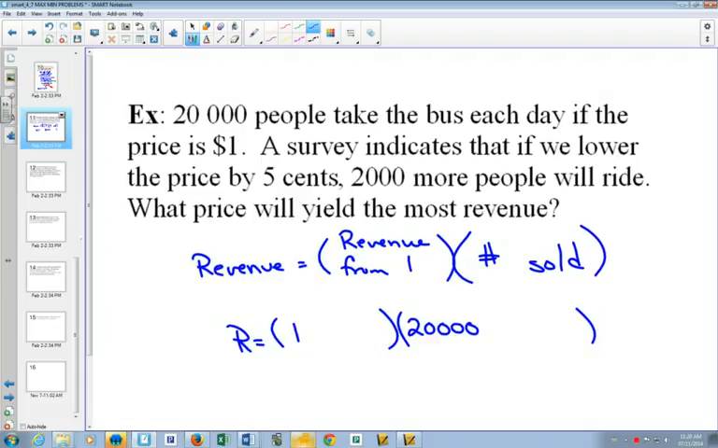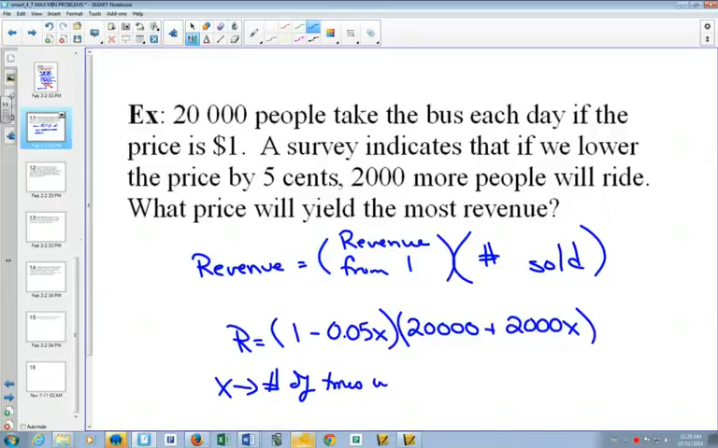So here we go. Revenue from one, well, they start at $1, you sell 20,000. So the revenue at that point would be $20,000. Now it says for every time we lower the price by 5 cents, so my revenue from one would go down, and you have to go to decimals here because this was dollars and this is cents, by 0.05x, then 2,000 more people will hop on the bus. And our x is the number of times we lower the price.